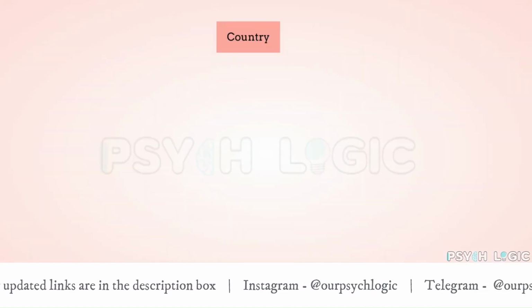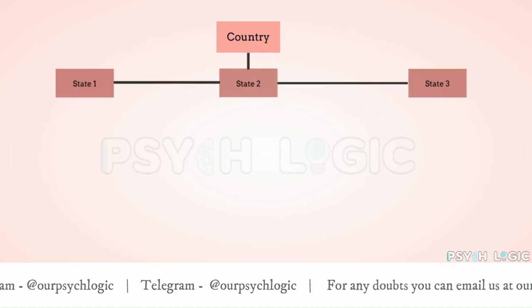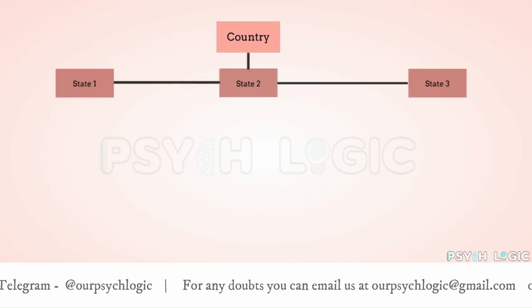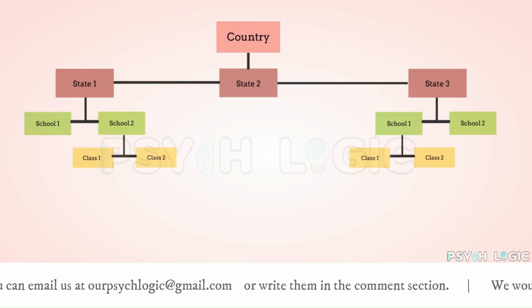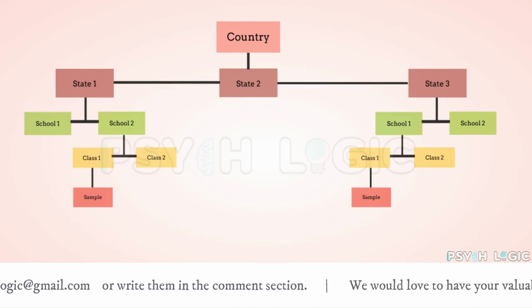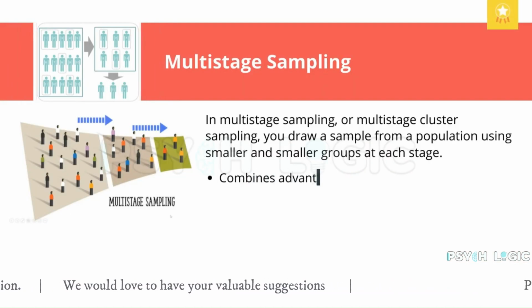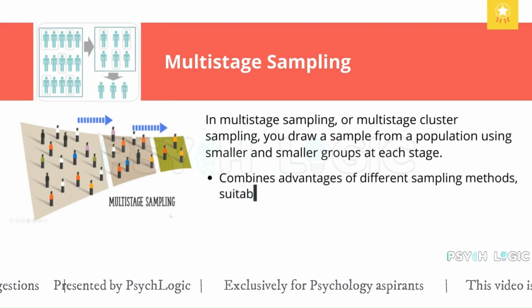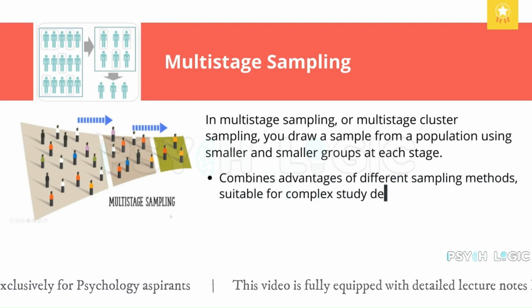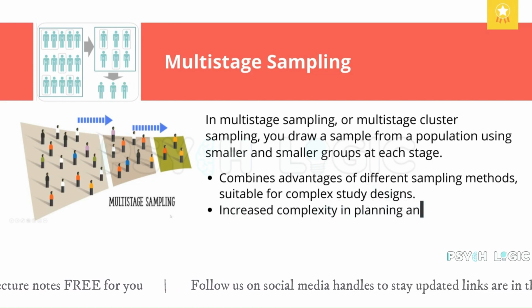इसका example एक और हो सकता है कि अगर आप एक country को लो, आप उस country में से randomly कुछ states को select करो, फिर उस states में से आप रैंडमली कुछ स्कूल्स को सिलेक्ट करो और फिर उस स्कूल्स में से आप रैंडमली कुछ क्लासेस को पिक कर लो एज अ सैंपल. सो दैट वुड कम अंडर मल्टी-स्टेज सैम्पलिंग. मल्टी-स्टेज सैम्पलिंग कंबाइंस एडवांटेजेस ऑफ डिफरेंट सैम्पलिंग मेथड्स व्हिच वुड बी ऑब्वियसली सूटेबल फॉर कॉम्प्लेक्स स्टडी डिजाइन्स. लेकिन एक सबसे बड़ा डिसएडवांटेज इसमें ये आता है दैट इट वुड इंक्रीज योर कॉम्प्लेक्सिटी इन प्लानिंग एंड एग्जीक्यूशन.